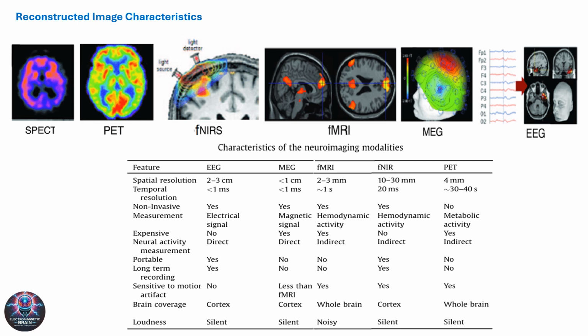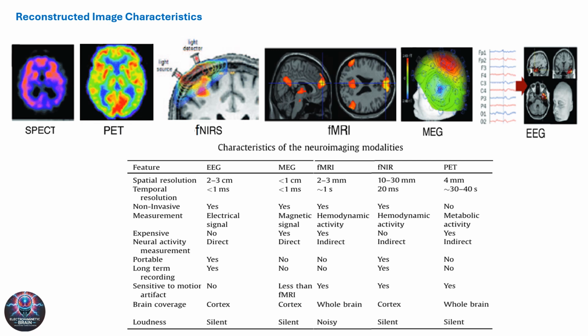The fMRI and MEG images, which are at the center, show high-resolution brain images and capture dynamic brain activity with impressive precision. fMRI has excellent spatial resolution, 2 to 3 millimeters, and measures hemodynamic activity, changes in blood flow related to neural activity.